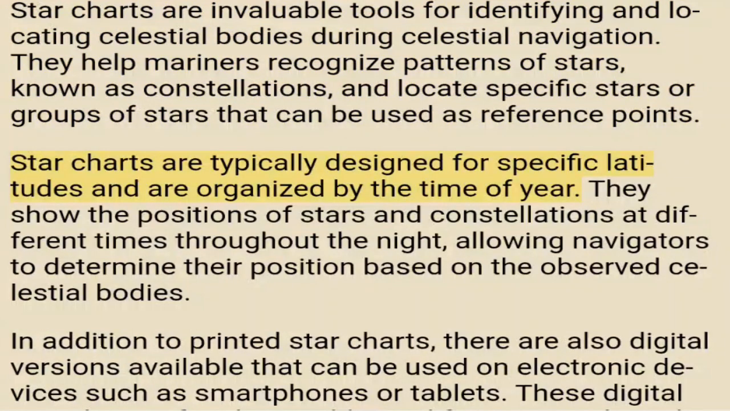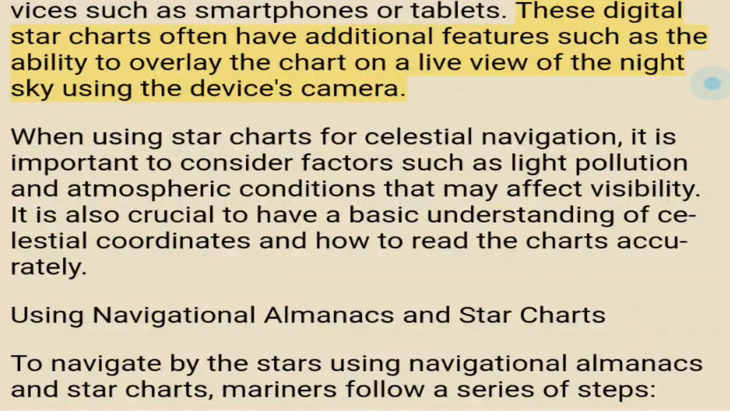Star charts are typically designed for specific latitudes and are organized by the time of year. They show the positions of stars and constellations at different times throughout the night, allowing navigators to determine their position based on the observed celestial bodies. In addition to printed star charts, there are also digital versions available that can be used on electronic devices such as smartphones or tablets. These digital star charts often have additional features such as the ability to overlay the chart on a live view of the night sky using the device's camera.